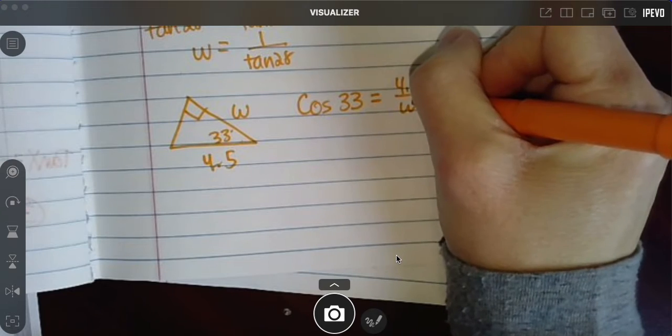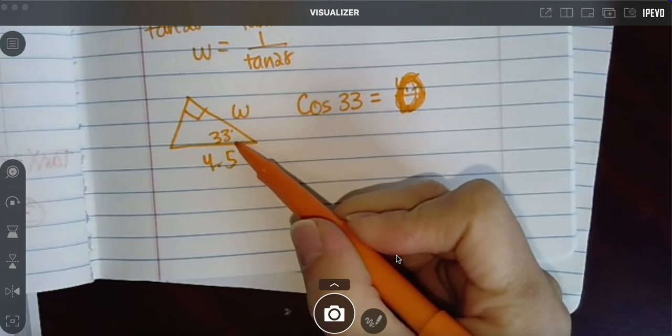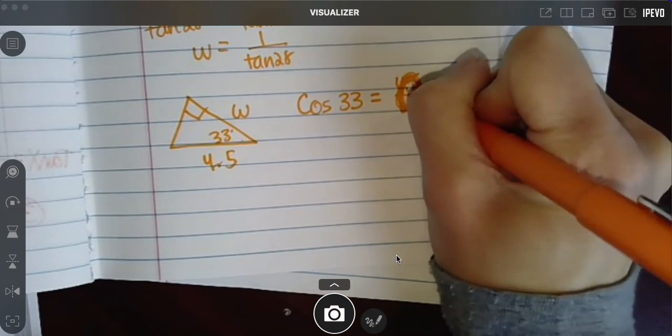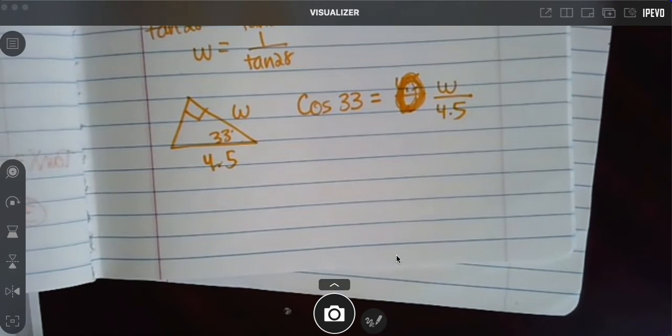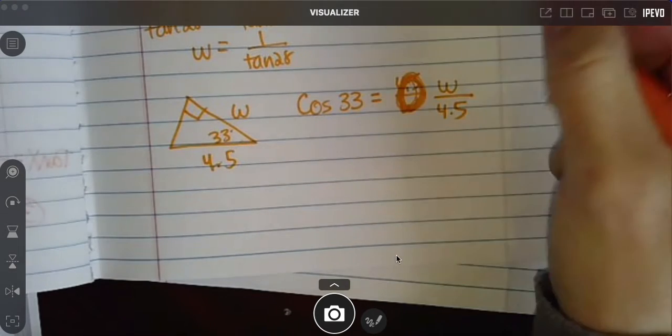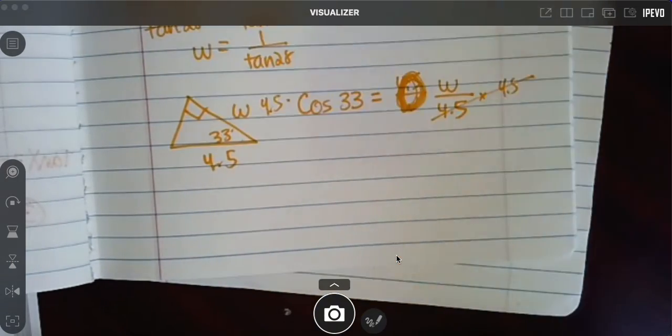Oh, I said that backwards. I'm so sorry. I did say that backwards. Thank you for catching that. It would equal the adjacent W over the hypotenuse, 4.5. Is everybody good with that? Thank you, Will. Then what do we do? How do you solve for W? You're either switching it or you're multiplying. Which one are we doing? Multiplying. It's going to be one of those two things, okay? So we multiply by 4.5, and then we'll get our answer.